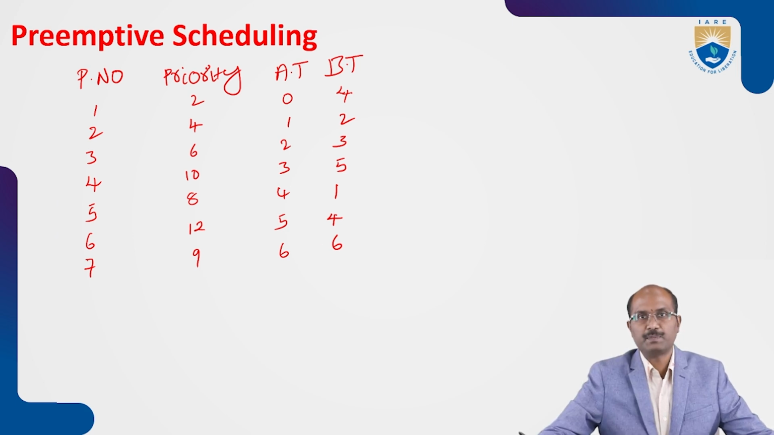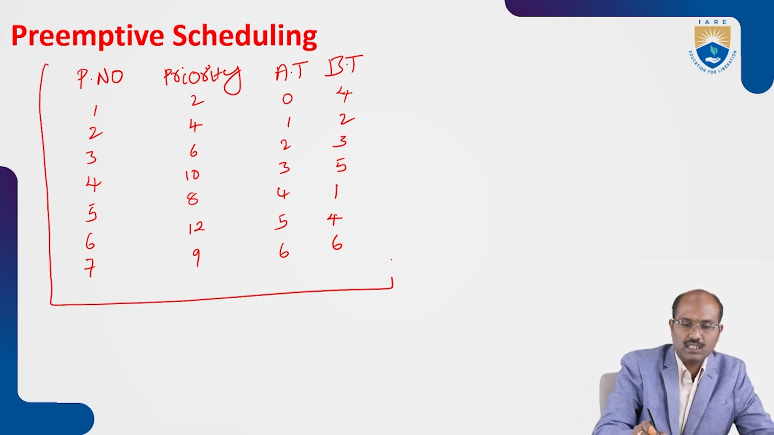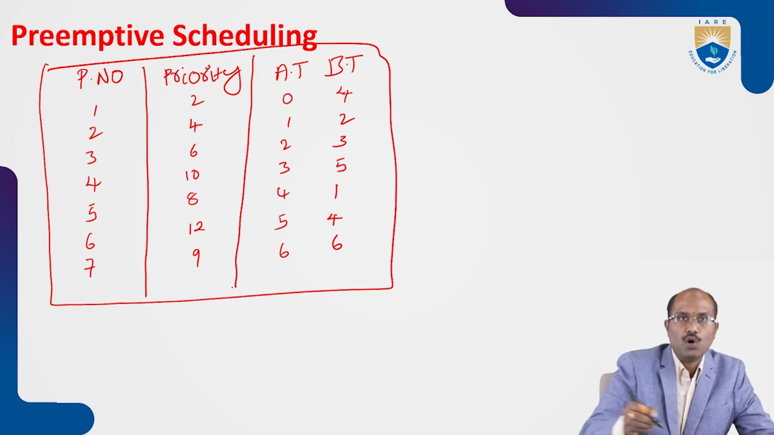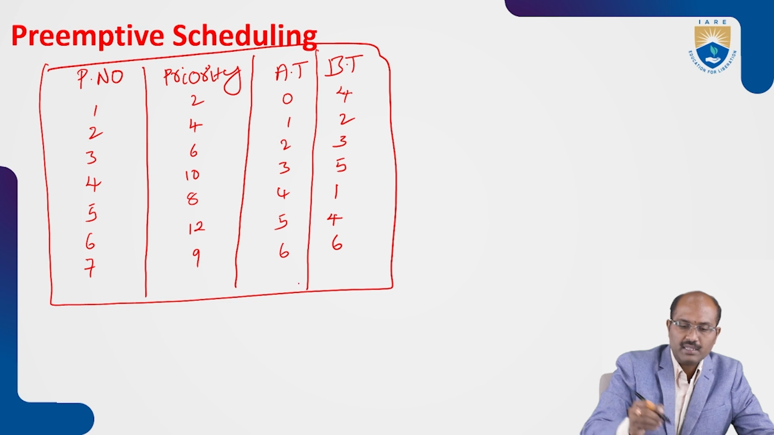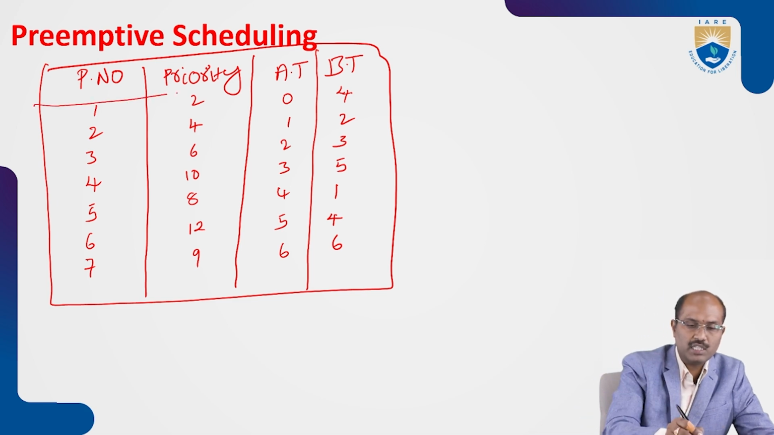Students, please see this problem. Priorities are given. There are 7 processes, P1 to P7, and their priorities are 2, 4, 6, 10, 8, 12, 9. Their arrival times and burst times are also given. To execute the processes as per priority, the chance is first given to the highest priority process.